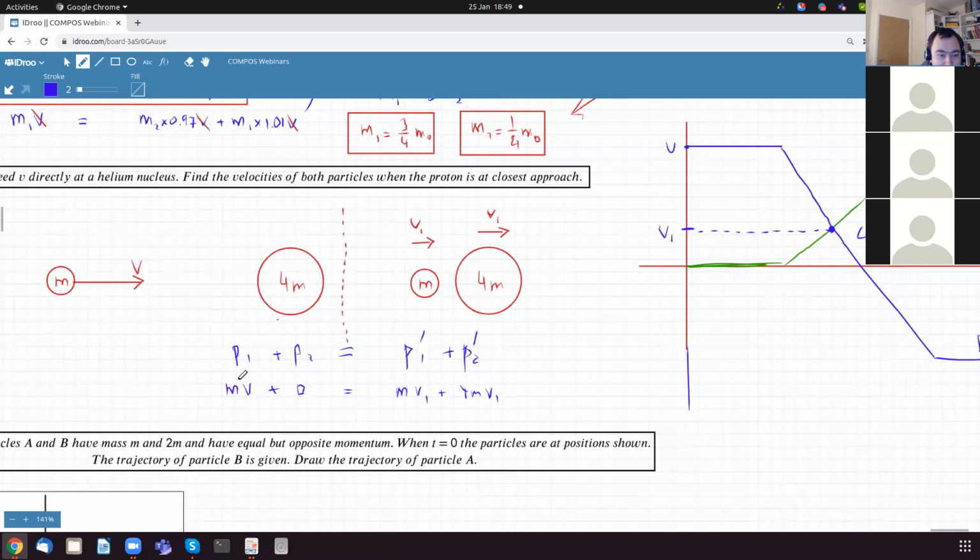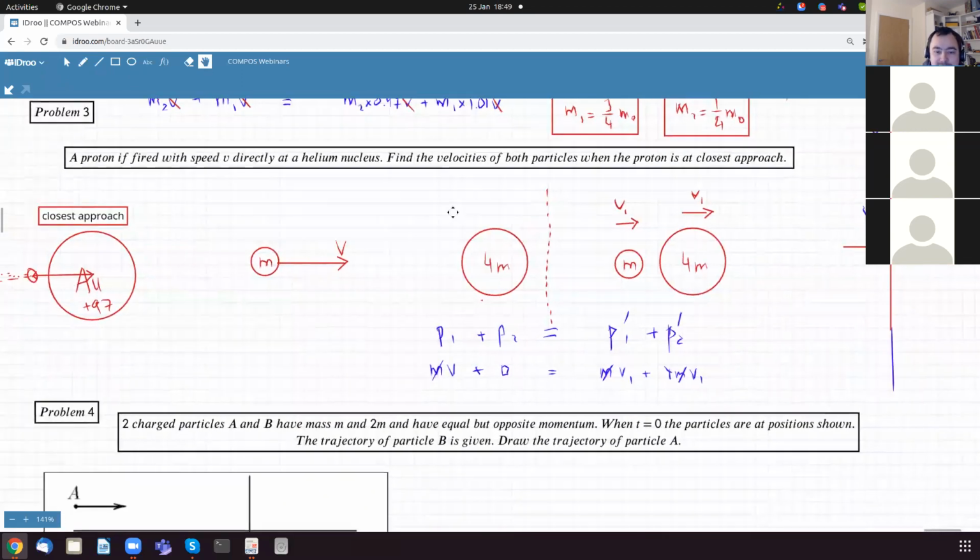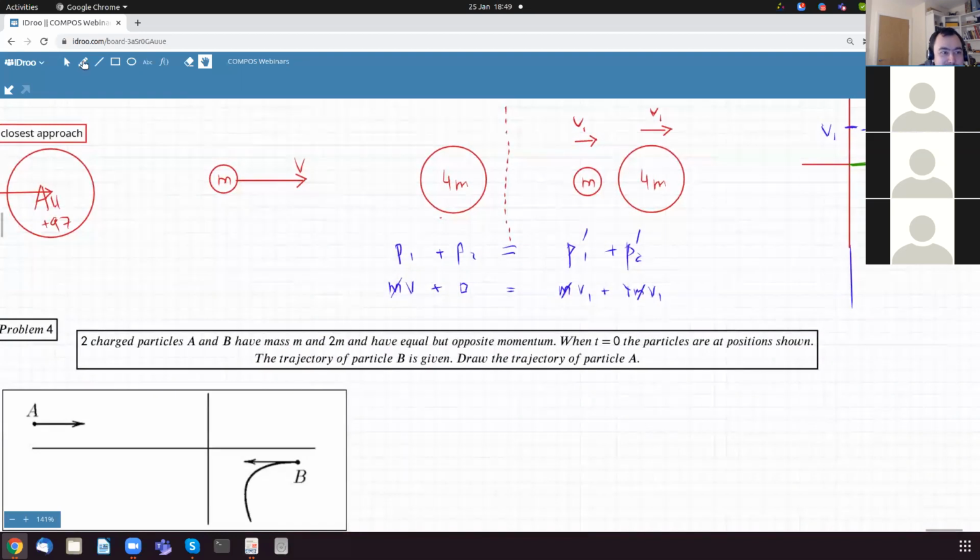And well, m cancels. And m is not given to you, so it actually works out fine. And so v is equal to 5 v1. So v1 is equal to 1/5 of v. So v1 is 1/5 of the initial velocity.